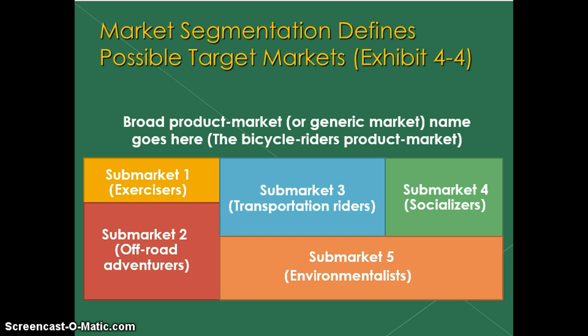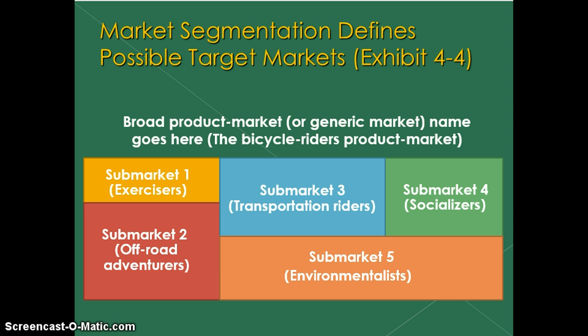Alright, so market segmentation groups customers with similar needs. If you're looking above that little table there, it talks about broad product market name. You talk about whatever it is that you're looking at. You're looking at bicycle riders here. So they have 5 different categories or segments that they're referring to of people who use bicycles.